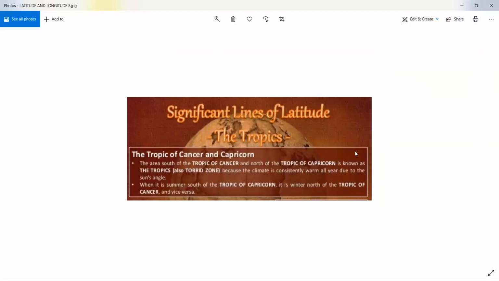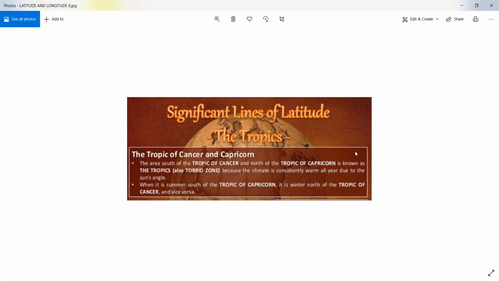So now we're going to talk about the tropics of Cancer and Capricorn. The area south of the Tropic of Cancer and north of the Tropic of Capricorn is known as the tropics, also the torrid zone, because the climate is consistently warm all year due to the sun's angle.